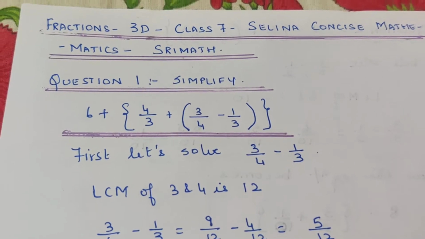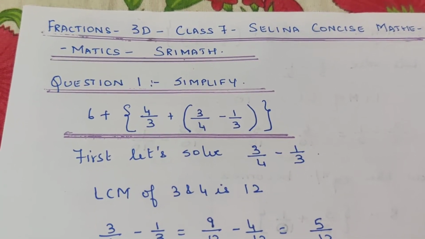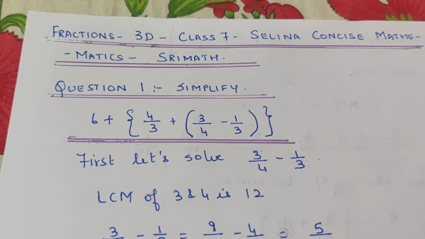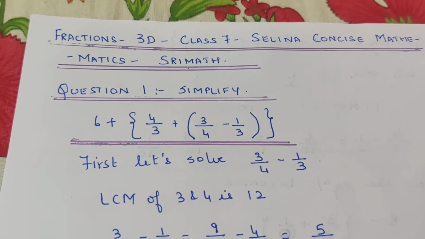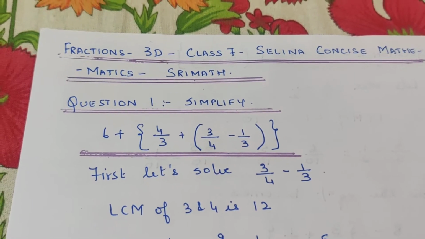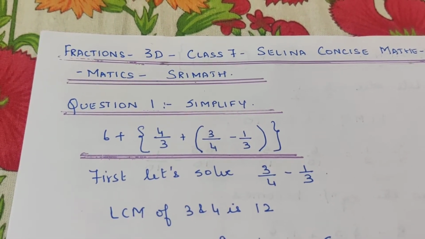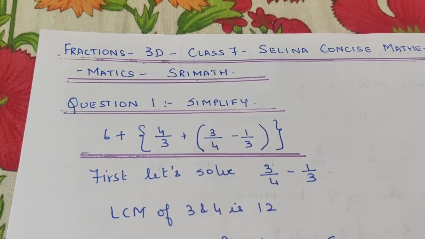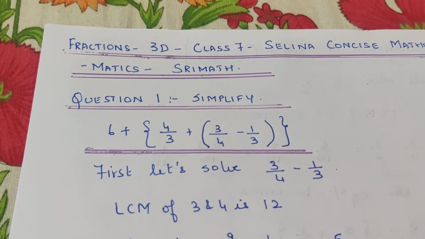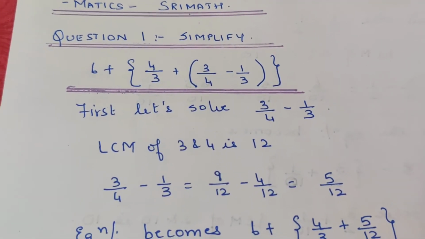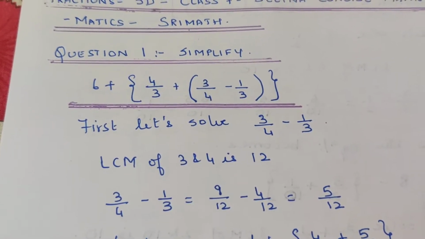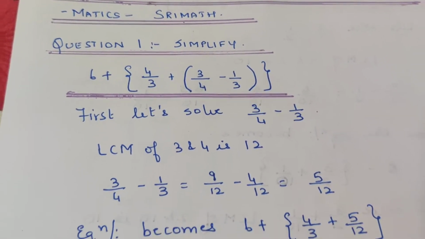Simplify 6 plus 4 by 3 plus 3 by 4 minus 1 by 3. I am just using the concepts of BODMAS and trying to simplify each bracket, and we can get on to the last expression. So first let's solve 3 by 4 minus 1 by 3. LCM of 3 and 4 is 12. Therefore 3 by 4 minus 1 by 3 is equal to 9 by 12 minus 4 by 12, that is equal to 5 by 12.